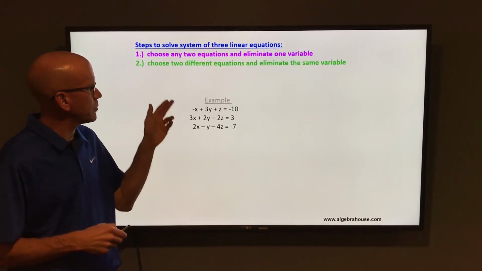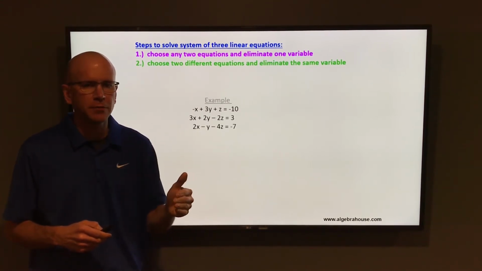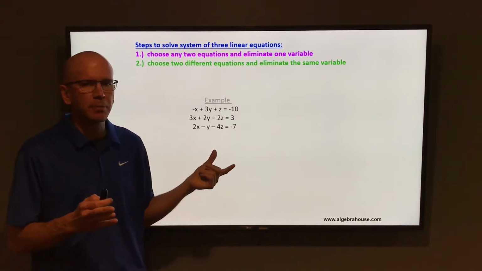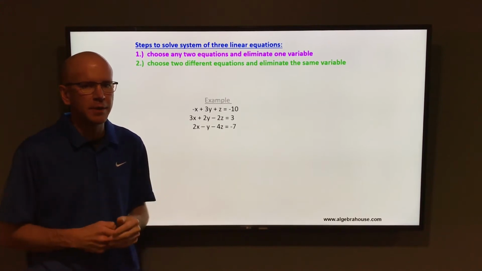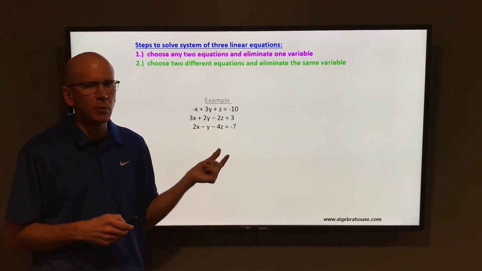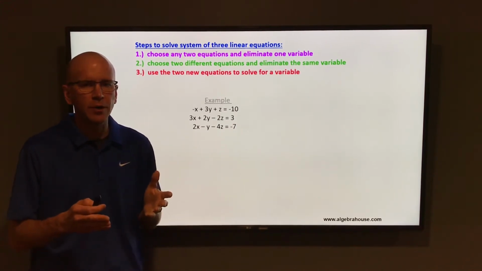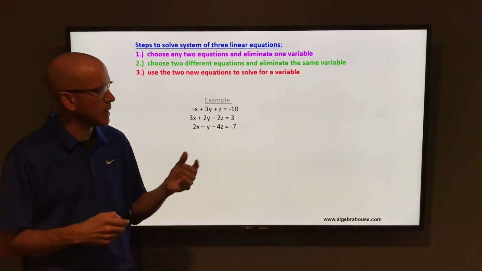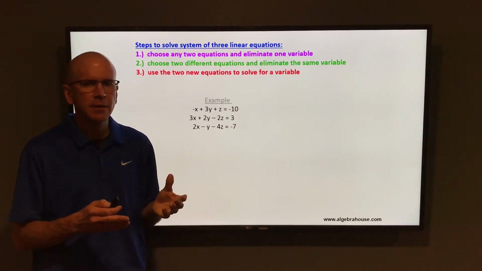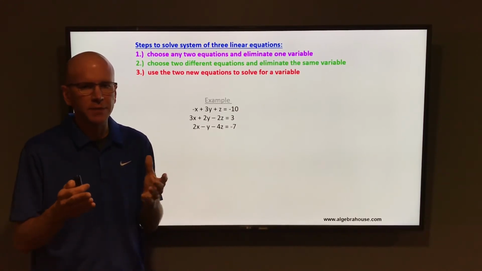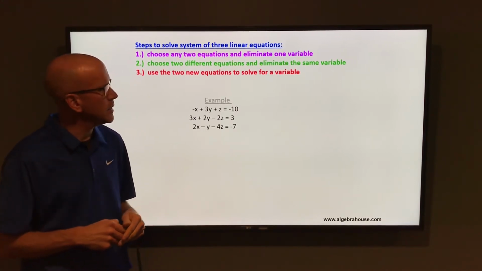The second step is to choose a different pair of equations and eliminate the same variable as what you eliminated the first time. Choose a totally different pair than what you chose the first time. One of the equations will be the same, but as a pair they will be different. Then you'll have two new equations in two variables. For example, if you eliminated z in the first round and z again in the second round, you'll have two equations in two variables, x and y, and we've solved those before. You'll solve that system of two equations in two variables.